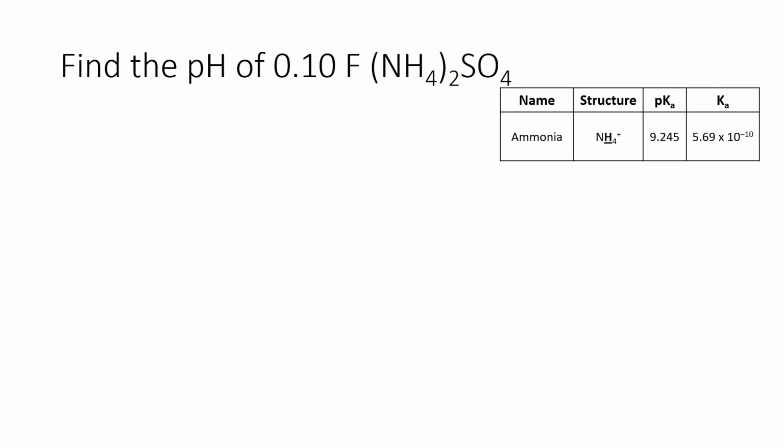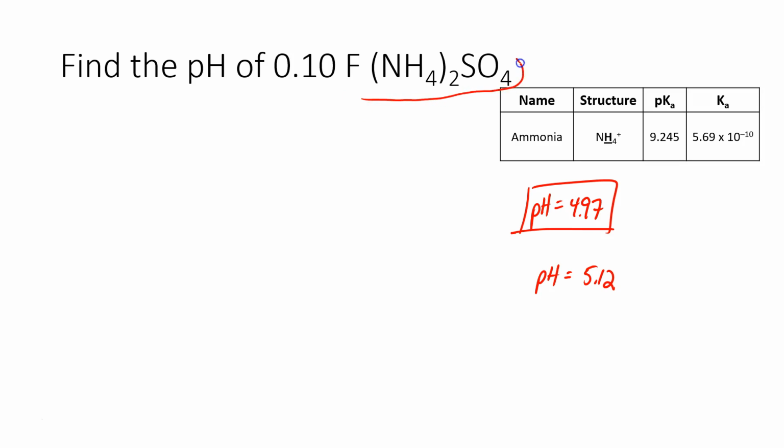Maybe I'll just give you the answer. You should get a pH of 4.97. If you got a pH of 5.12, you forgot that for every 1 mole of this salt, there are 2 moles of the ammonium ion. So I'll let you struggle with this one on your own, and hope you enjoy these examples.